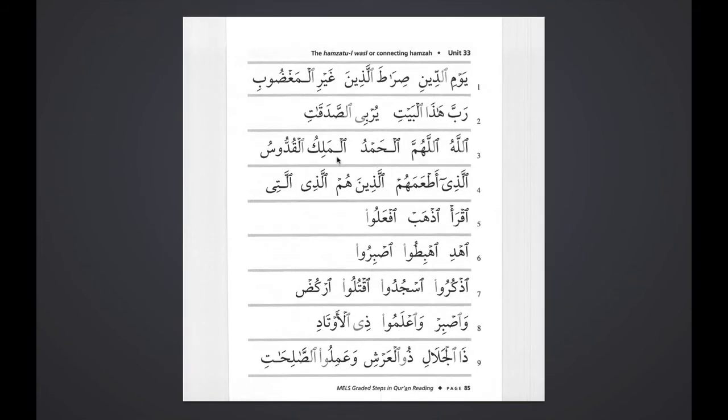Alright, in line 3, I want to skip over the first 2 examples. We're going to have a separate chapter for how to pronounce these 2 words coming up next week. Right now, let's look at the third example on line 3. Alhamdu. This is a moon letter, ha. It acts like al-qamaru. Al-malikul quddusu.